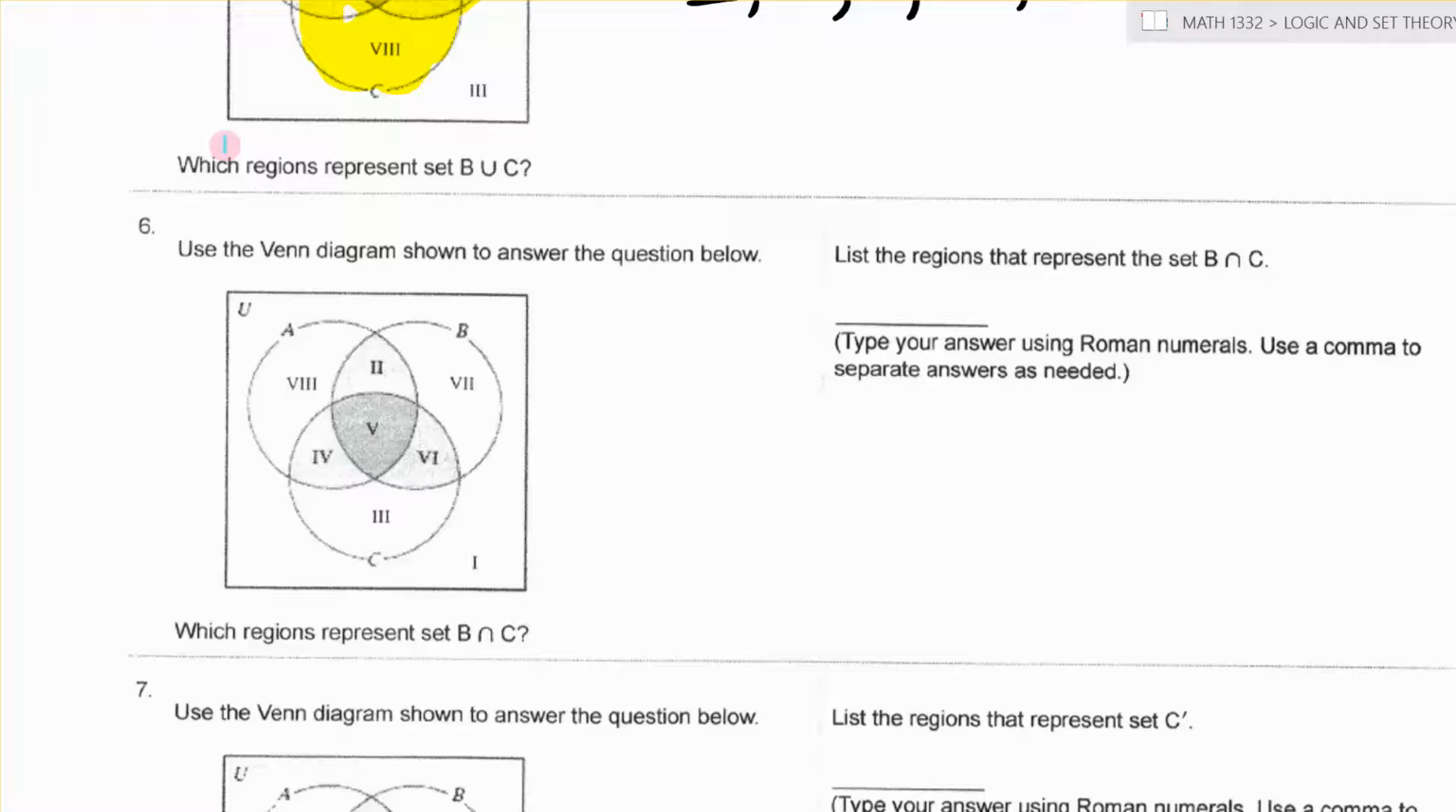List the regions that represent the set B intersect C. Now, I can do it in colors if you want, but I'm hopeful that you can see this kind of eye-shaped piece as being the intersection between B and C. You almost have to ignore A to do that. So the answer on this one is 5 and 6.